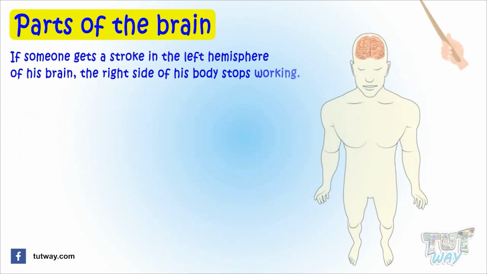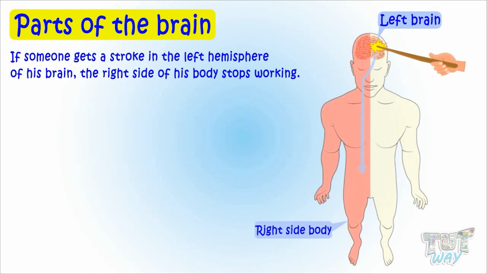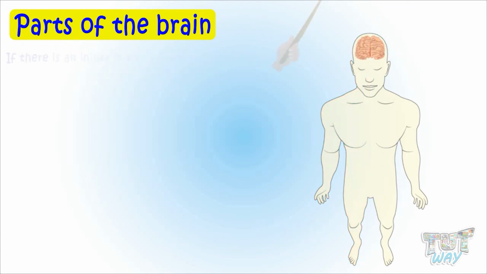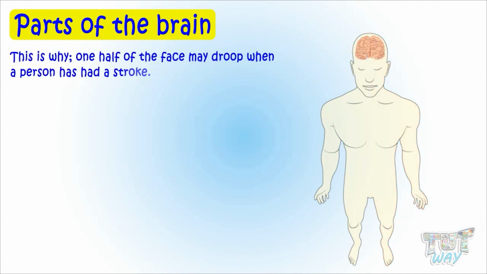If someone gets a stroke in the left hemisphere of his brain, the right side of his body stops working. And if there is an injury to the right hemisphere, the left side of the body stops working. This is why one half of the face may droop when a person has had a stroke.